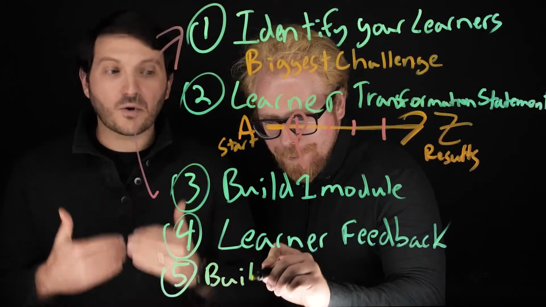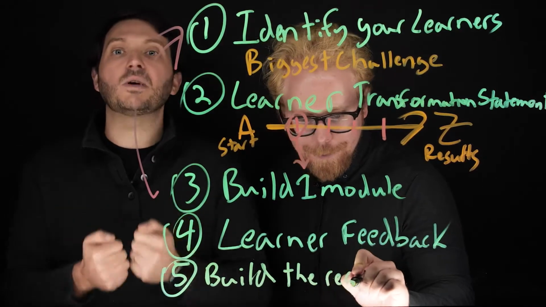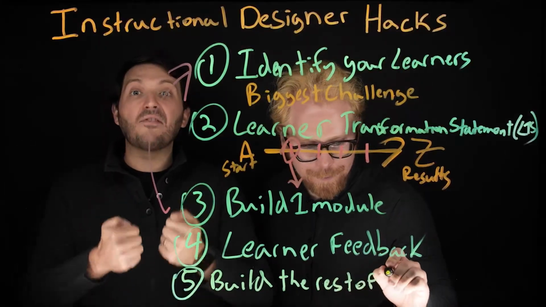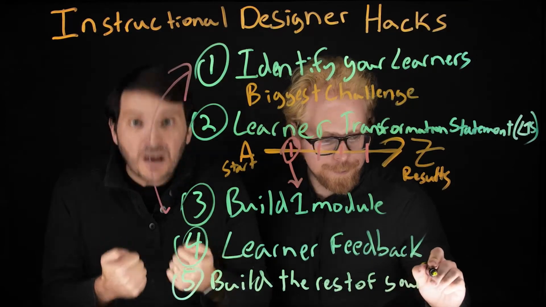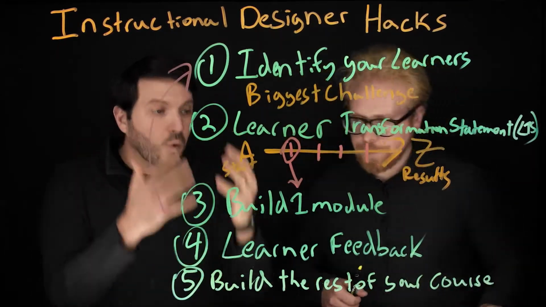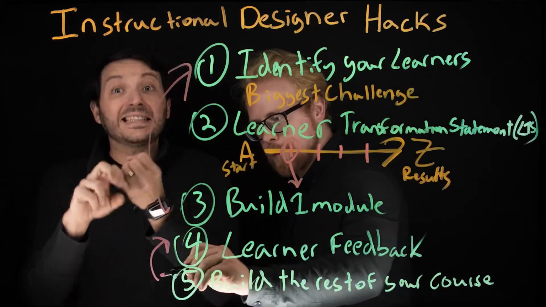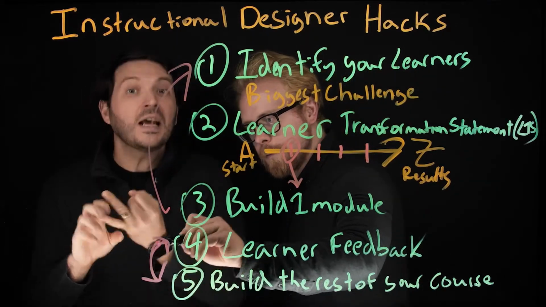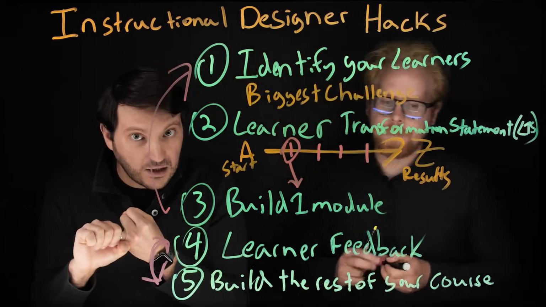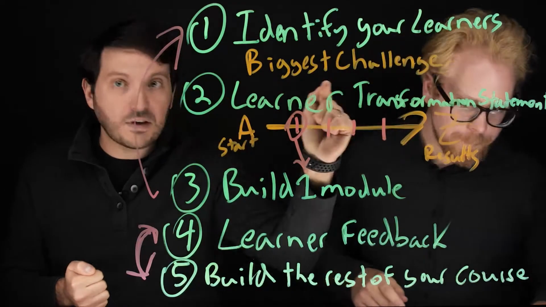Building the rest of your course. Remember, after you build that module 1 and you get learner feedback, guess what you have? You now have a model, a system to build the rest of your content on, a system that you know works because you tested it with your learner. It's adhering to the biggest challenge, the design of your content, and the way that it's being presented in your e-learning is ingested from your learner correctly. It's solving their biggest challenge.